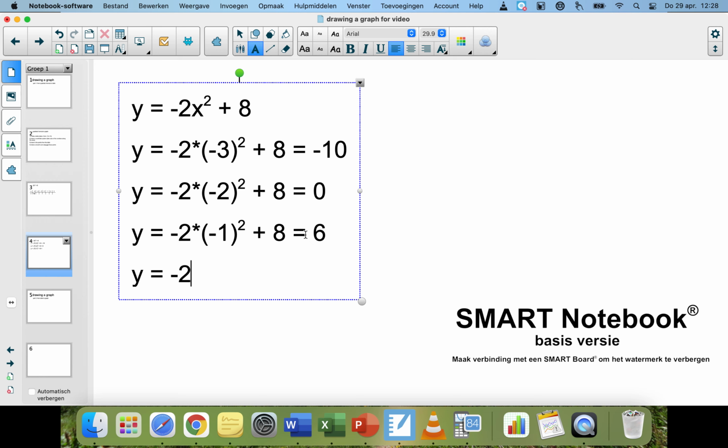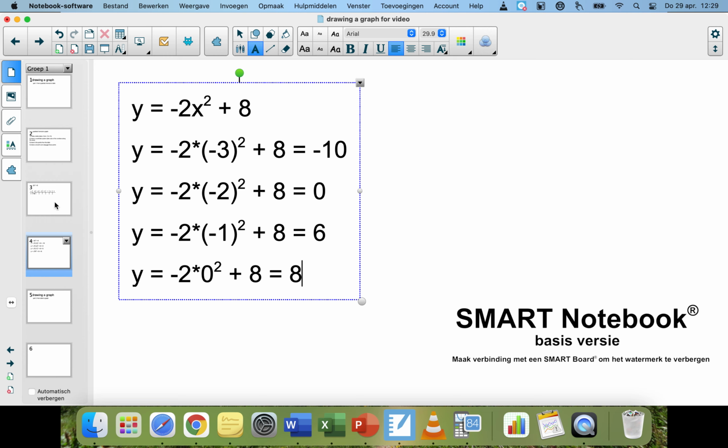Y is minus 2 times 0 squared plus 8. Since it's not a negative number, I don't need my brackets around the x value. If you want, you can still put them there. It doesn't go wrong, it's not a problem. So when in doubt, put the brackets around your x value. It's always better to use them when you don't need them than to not use them when you do need them with negative numbers. 0 squared is of course 0, times minus 2 is still 0, plus 8 is 8.